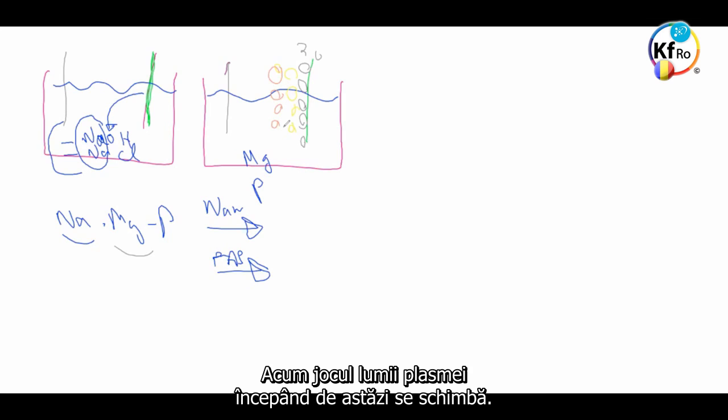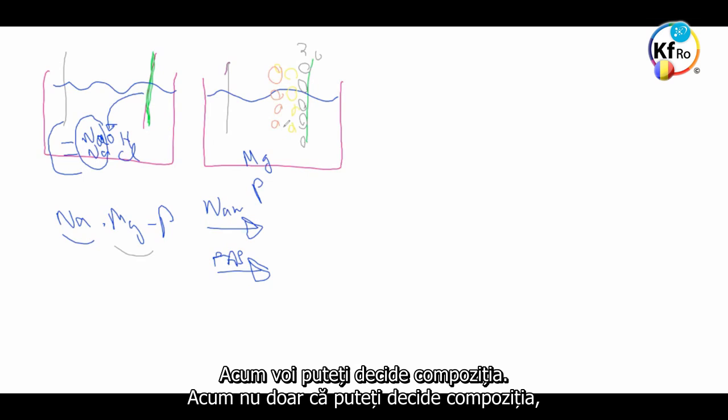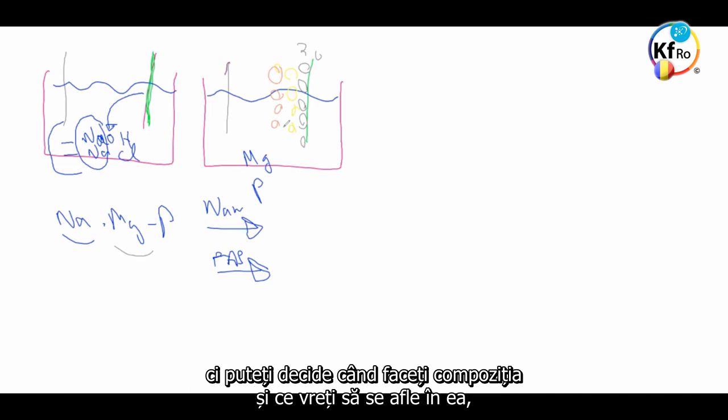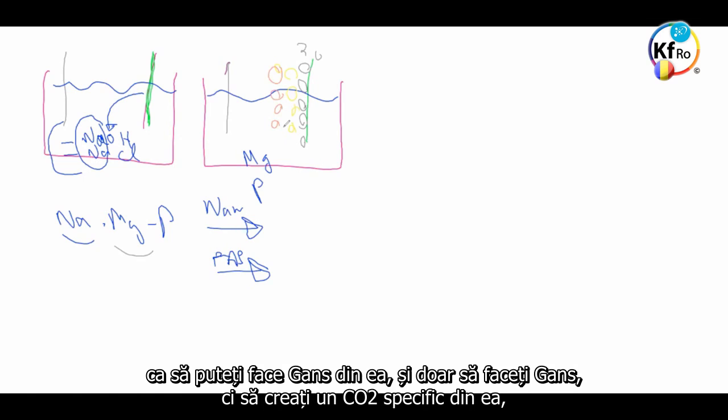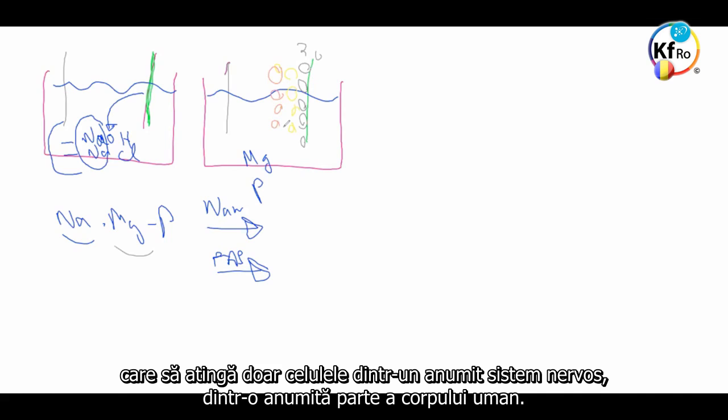Now, the game of the world of plasma as of today has changed. Now, you can decide the composition. Not only can you decide the composition, you can decide what I want to be in the alloy, that I can make the GANs of it. And not only make the GANs of it, I can create a specific CO2 out of it that only touches the cells in a given neural system, in a given part of the body of the man.